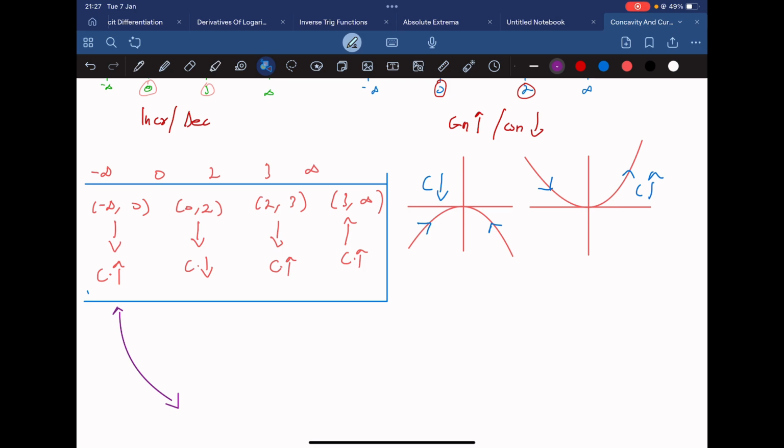From 0 to 2, we're going to say it's concave down. So concave down, we have to use this map. And it's also going down. So if it is going down, which one do we choose? So, okay, so I made a mistake over here.